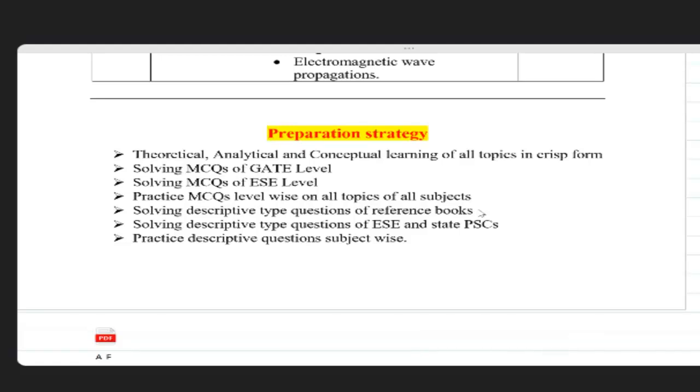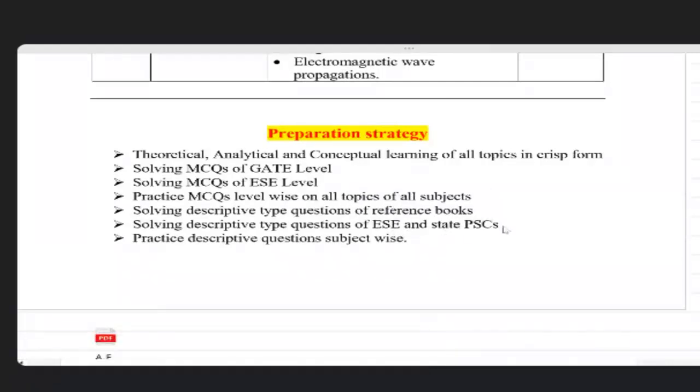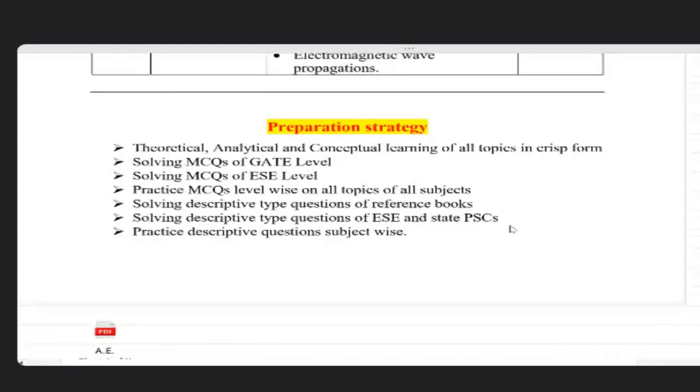Most of the questions are from CL Wadhwa or any other standard reference book. And similarly, solve descriptive type questions of reference books, as well as last year's Engineering Services Examination (ESE) descriptive type questions, and state PSCs of various states like Madhya Pradesh, Chhattisgarh, Uttar Pradesh, other northeast states, and Delhi. They also offer their state engineering services, and descriptive type questions used to come in these examinations also.